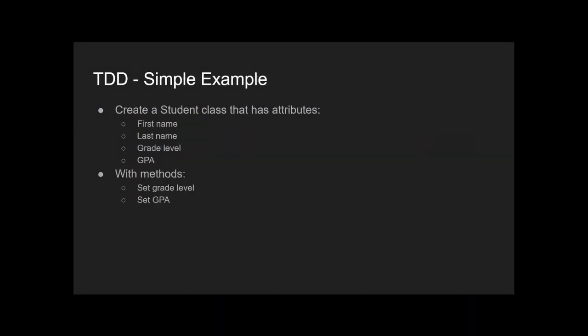Here, we're going to work through a simple example. We want to create a student class that has the attributes first name, last name, grade level, and grade point average. And it needs to have the methods set grade level and set GPA.